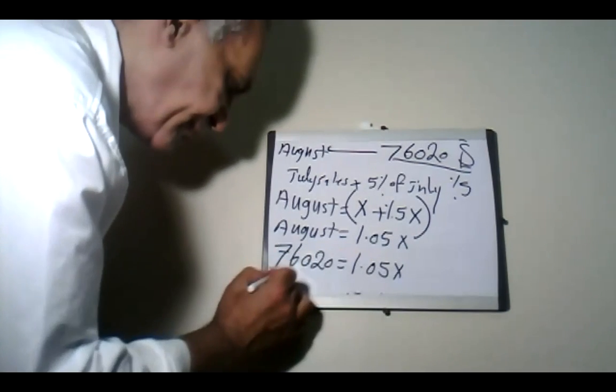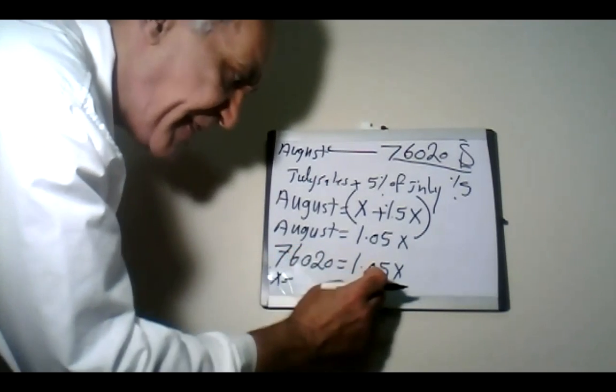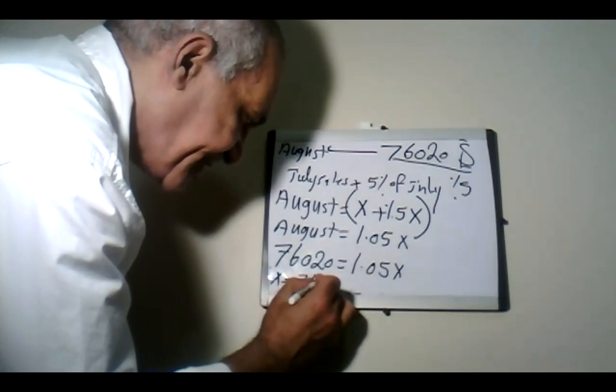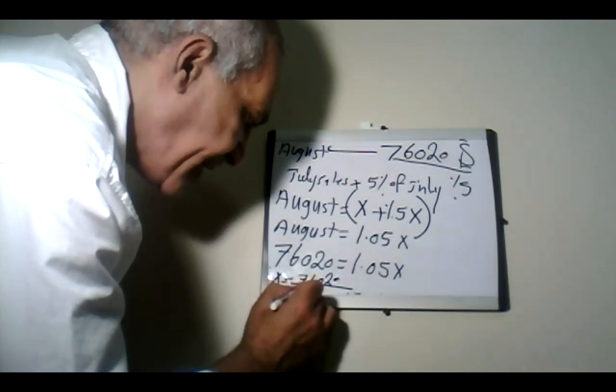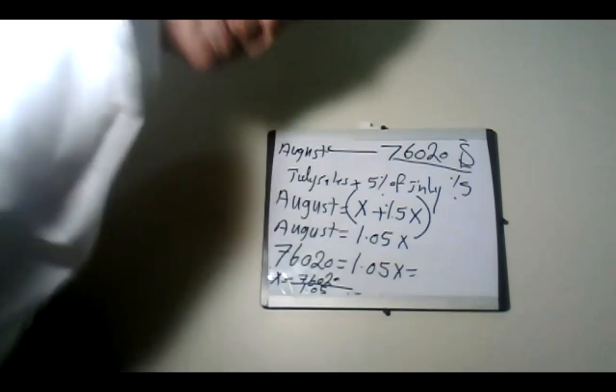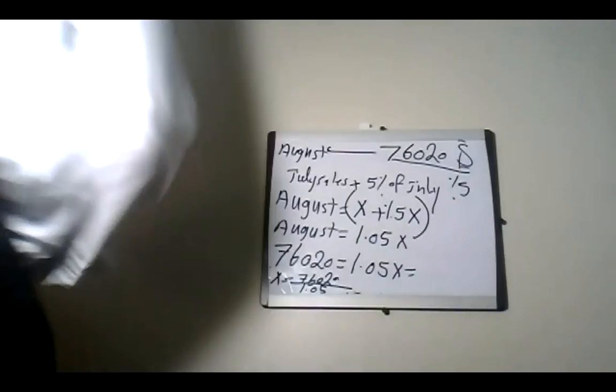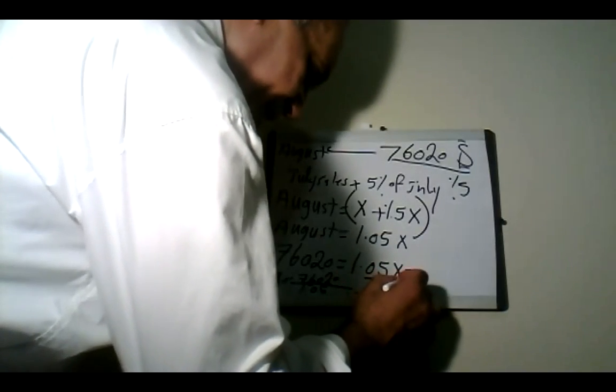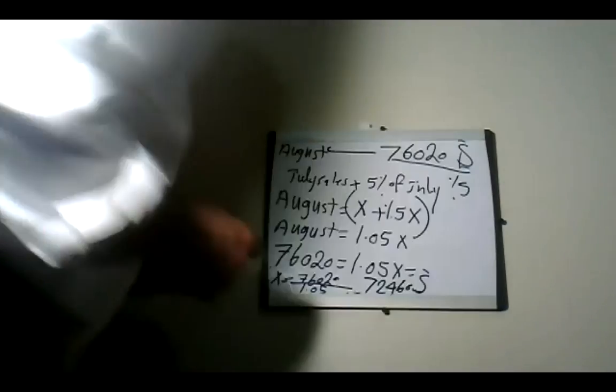Then X will equal the far by the near, 76,020 by 1.05. Then the amount will be what we have here: 72,460 dollars. And that's how you would solve it. It's very easy and very simple, the same idea of what we talked about before.